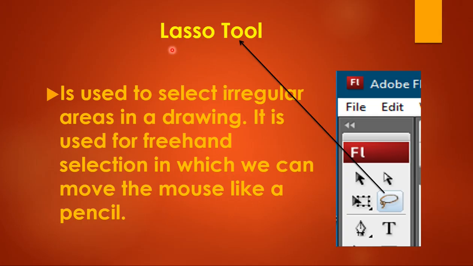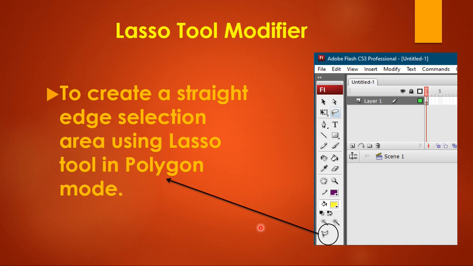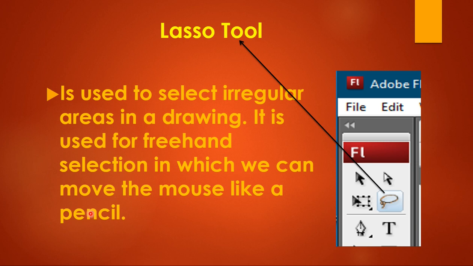The next tool is the lasso tool. This is the shape of the lasso tool. It is right near the selection arrow tool. It is used to select irregular areas in a drawing. It is used for freehand selection, in which we can move the mouse like a pencil. It is just like as we move our pencil around some irregular shape; to select that, it will work in the same way. Let's go back to this slide and see how the lasso tool works.